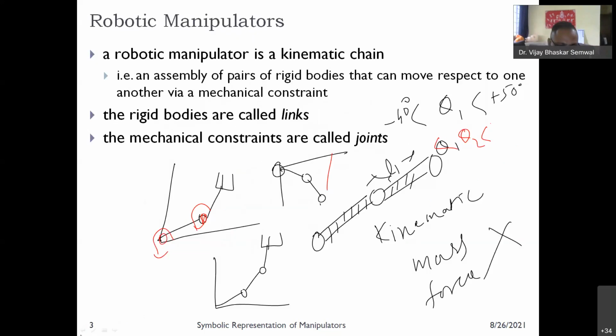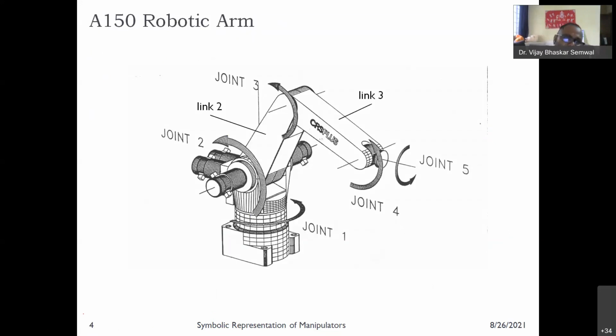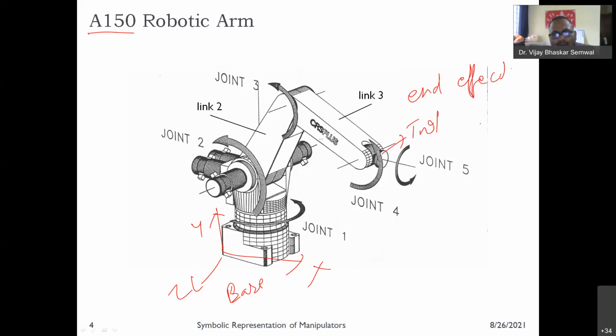Now you can see what a manipulator is. I will run a bit fast because we have very little time. This robot is called the A150 robotic arm. The base is fixed. This is the base, and we apply a frame here, with X, Y, Z coordinates. This is called the base frame. Then there is the joint frame or body coordinate frame. This is the tool or hand effector, which you use to pick an object that we have to place from here to somewhere else.